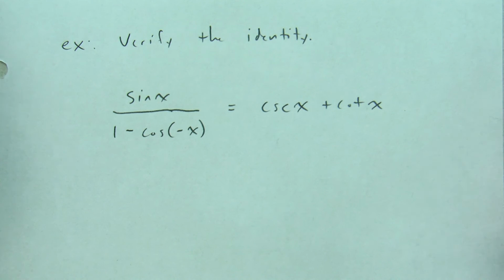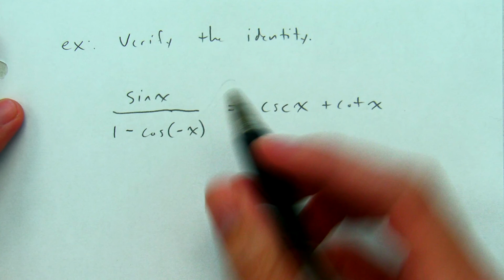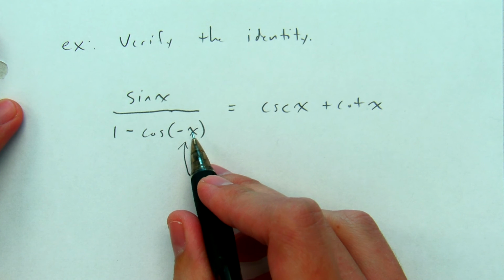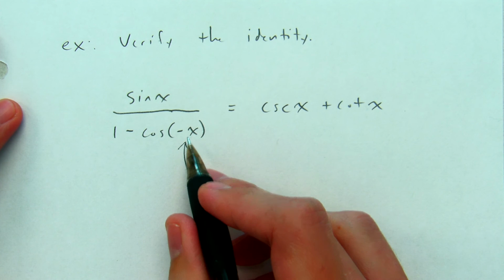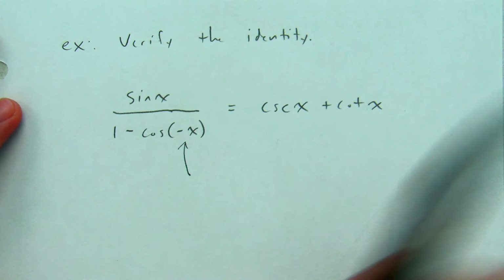Verify the identity: sine x over 1 minus cosine of negative x equals cosecant x plus cotangent x. Oh, as soon as I see that, I think this is probably going to be that negative angle identity.